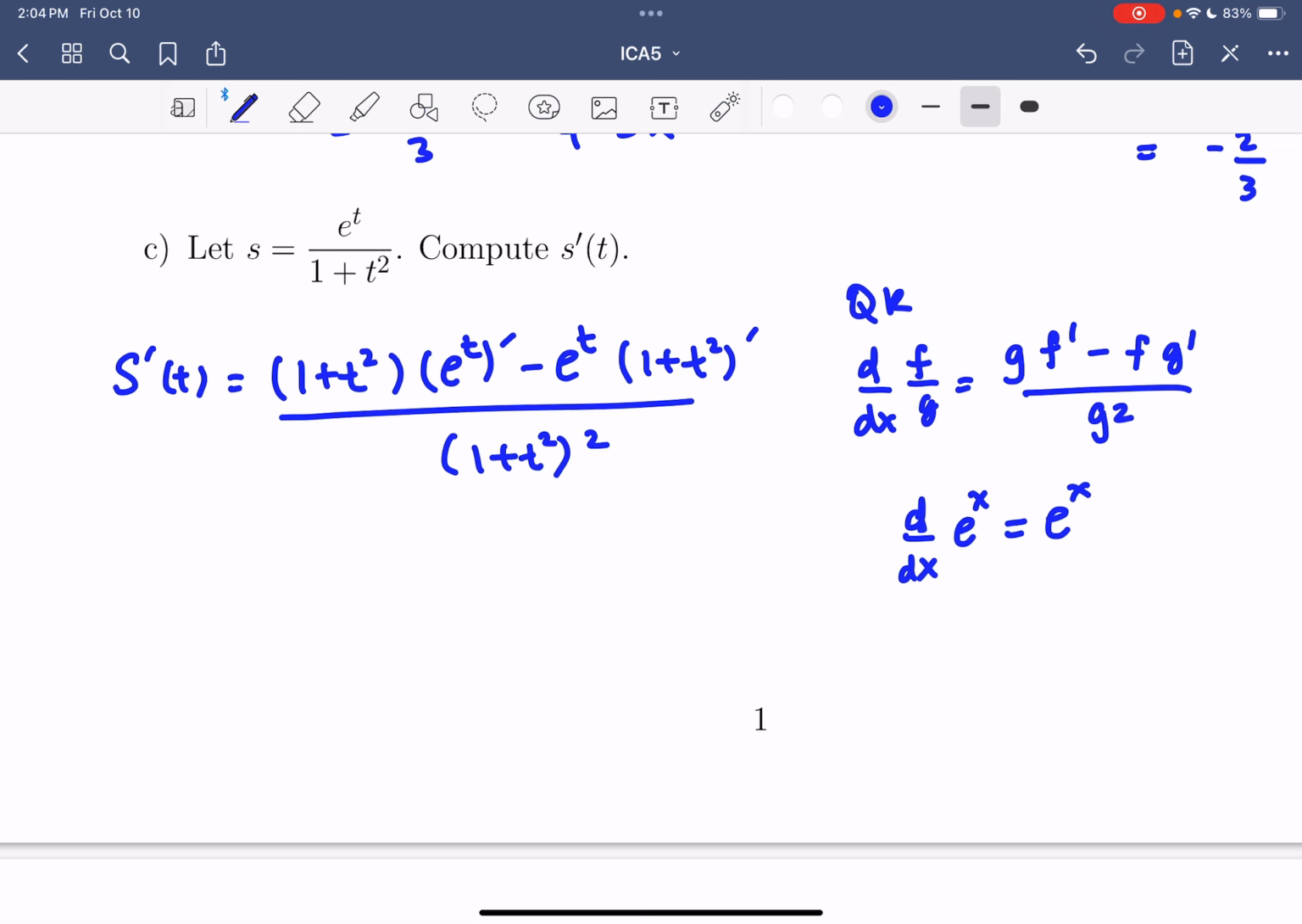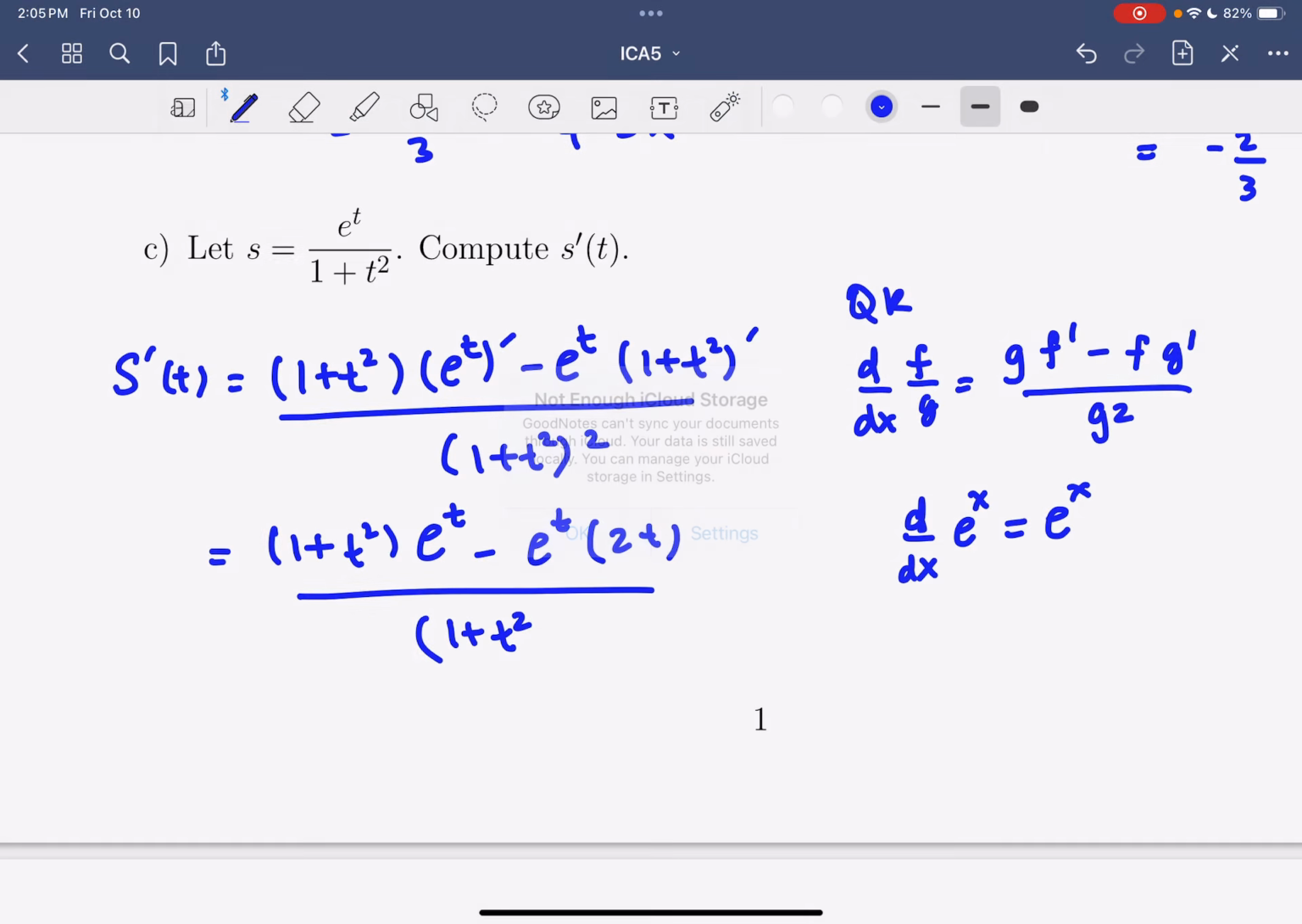And I know I've said this a lot, but I'm going to say it again. You can skip this step if you feel comfortable skipping the step. This is going to be (1 plus t squared). Derivative of e to the t is e to the t, minus e to the t times the derivative of 1 plus t squared. Well, the derivative of 1 is equal to 0, so that goes away. Derivative of t squared is 2t. Bottom squared: (1 plus t squared) squared. No need to simplify.